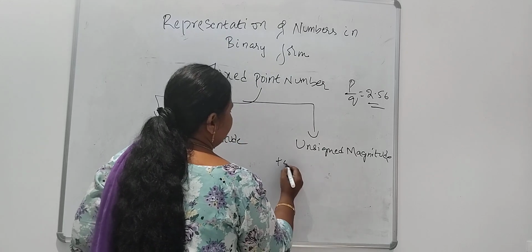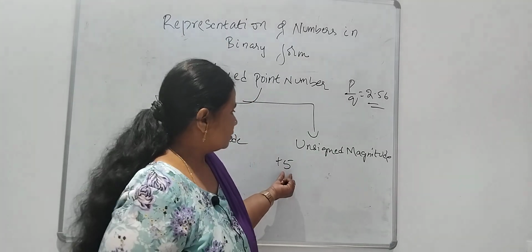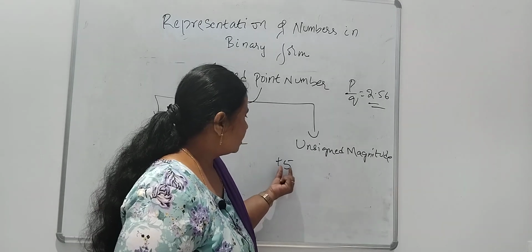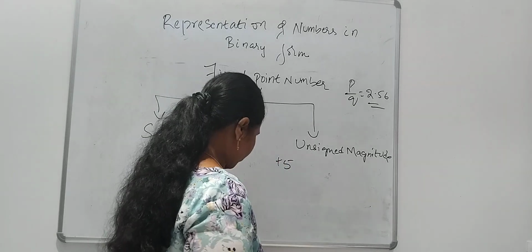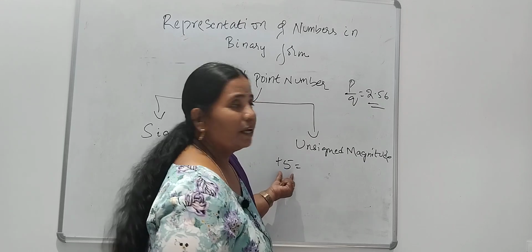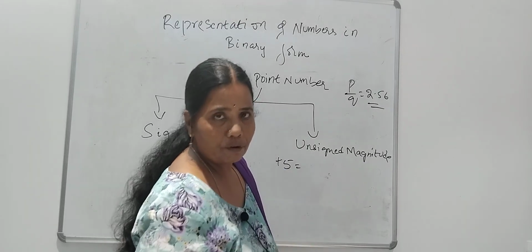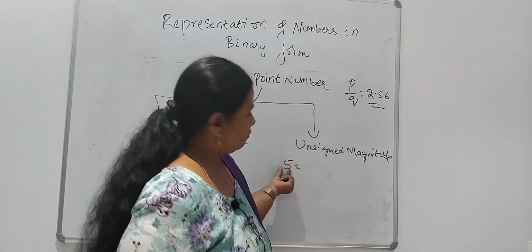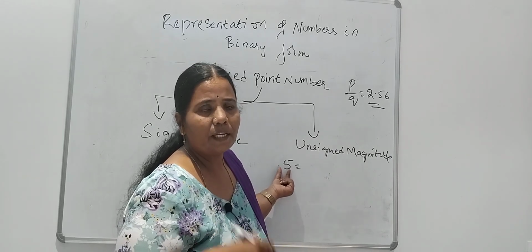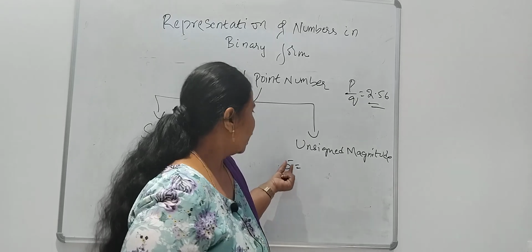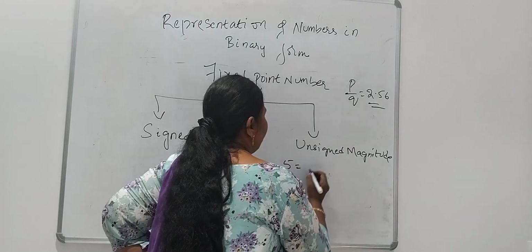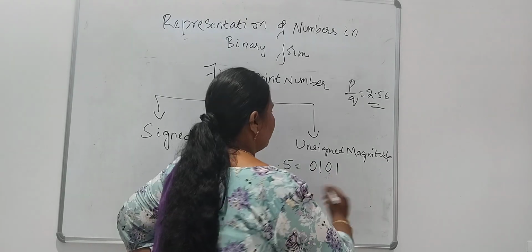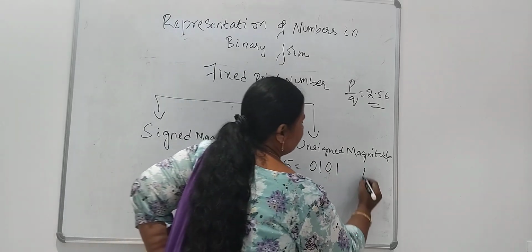Okay, so think I am taking a +5 number. This number, first you will consider in unsigned magnitude number. So if you write it in 4-bit binary form, how are you going to write it? Here 5, if you take only 5, without sign consideration. So find the 4-bit, how you are going to write: 0 1 0 1, isn't it? So find the binary, how are you going to do it? Convert into binary number system.